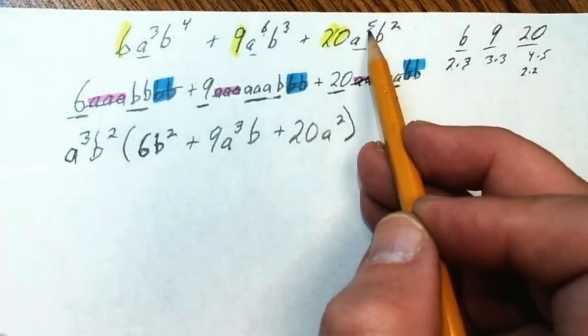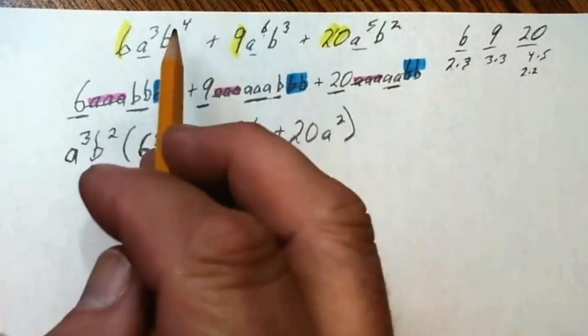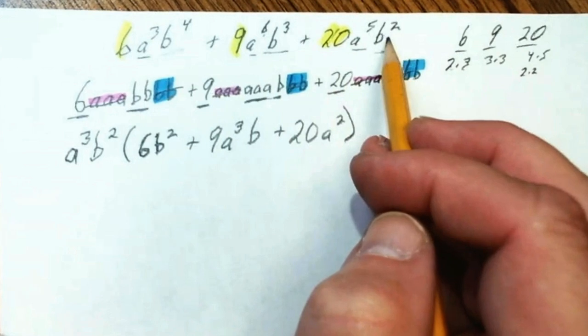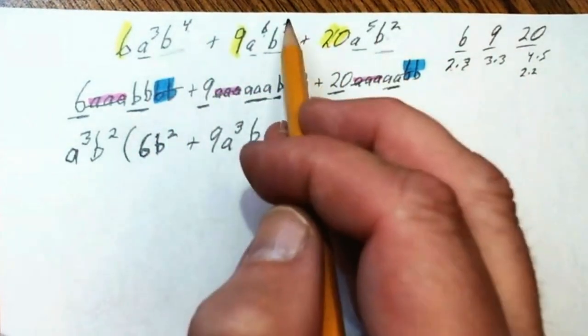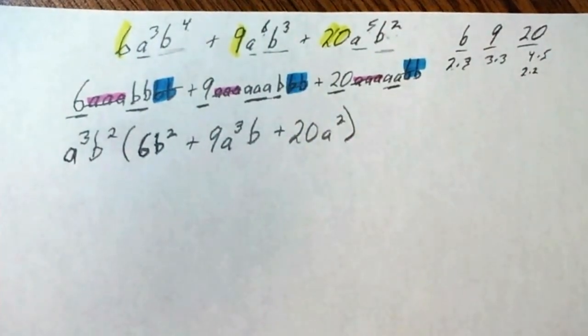We pulled out 3 of these 5, that leaves 2. Then we'll look at the b's, 4 b's, 3 b's, 2 b's. That's the smallest amount. So if we pull 2 out of each of those, that leaves 2 b's and leaves 1 b, and there's no b's down here now because we pulled them all out.